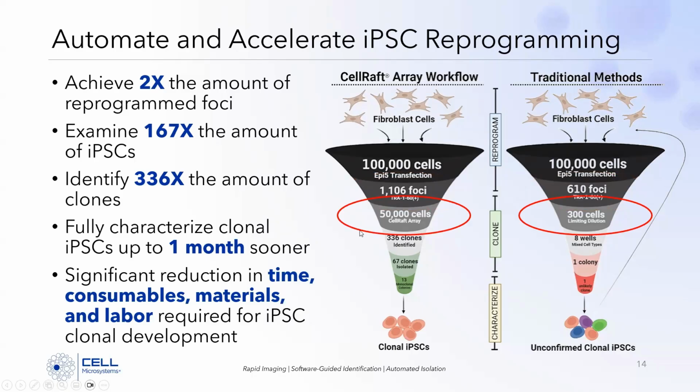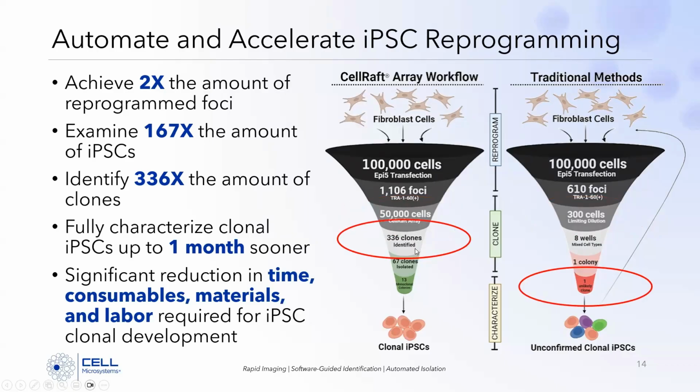When we get to the monoclonization step, we are able to interrogate almost 200 times the number of cells compared to a traditional limiting dilution workflow. In the comparison that I just showed you, we limiting diluted 300 cells in 96 well plates compared to screening 50,000 potentially reprogrammed cells on a single cell raft array. We were able to identify 336 clones on our system compared to the 1 surviving colony in the traditional workflow in our hands. And what that translated to was the ability to characterize iPSCs up to a month sooner, significantly reducing time, consumables, material, and labor for iPSC development.